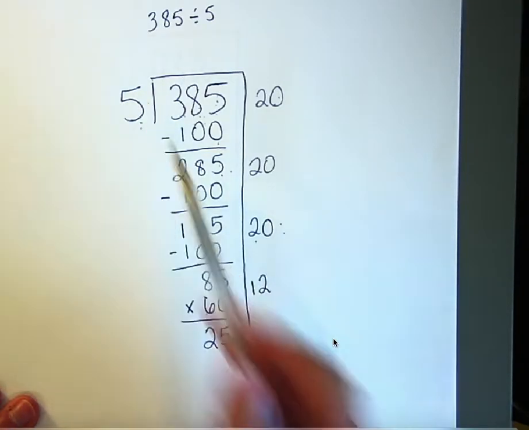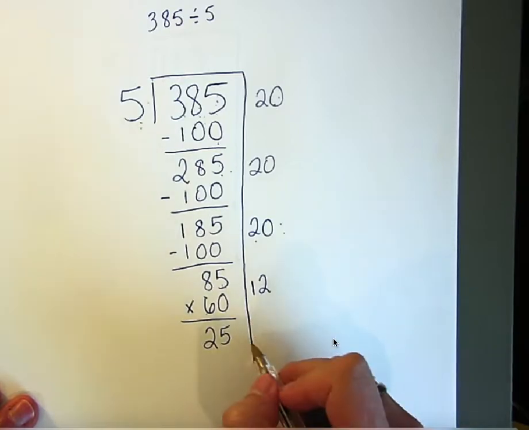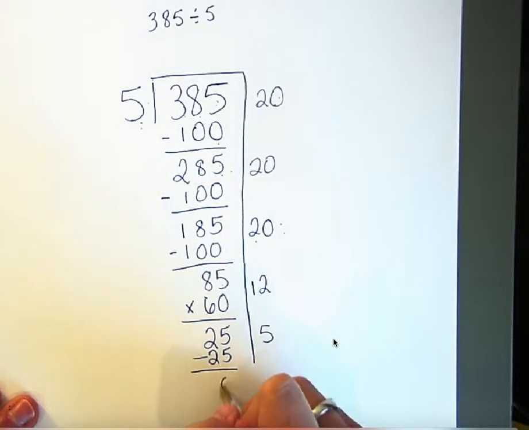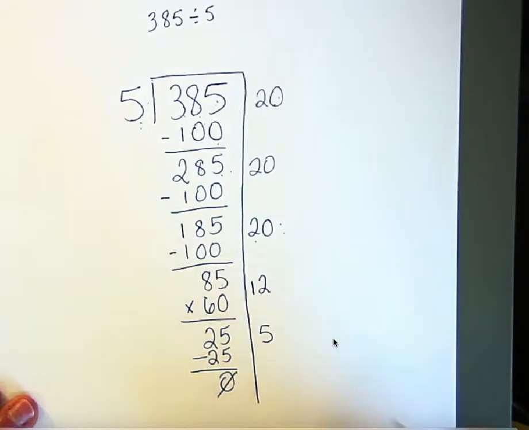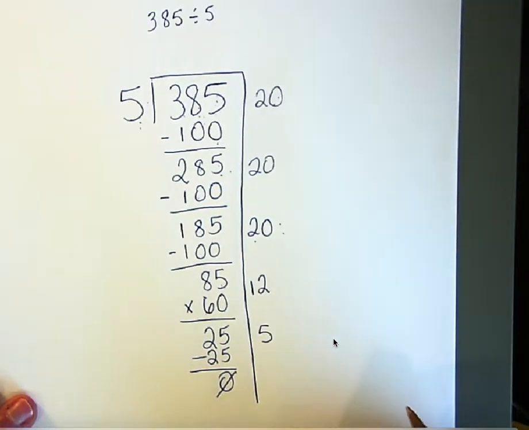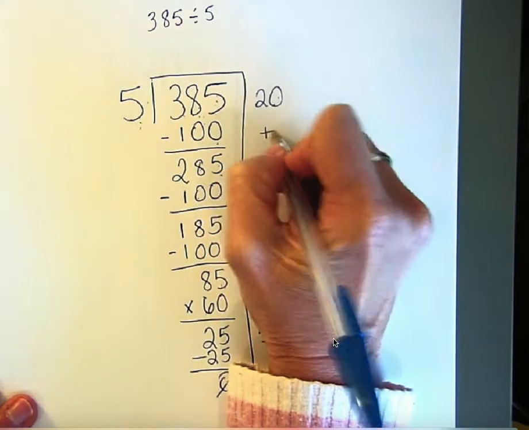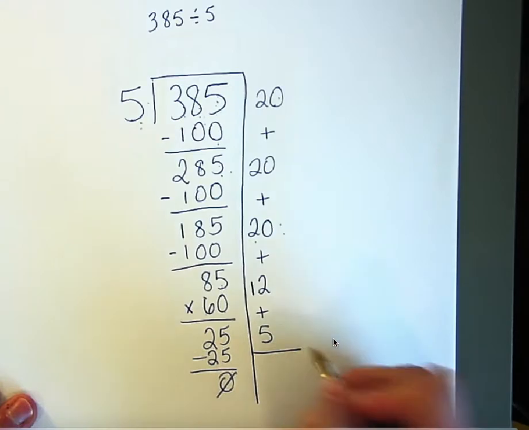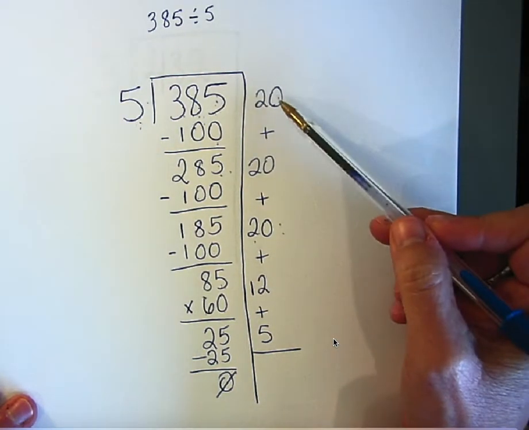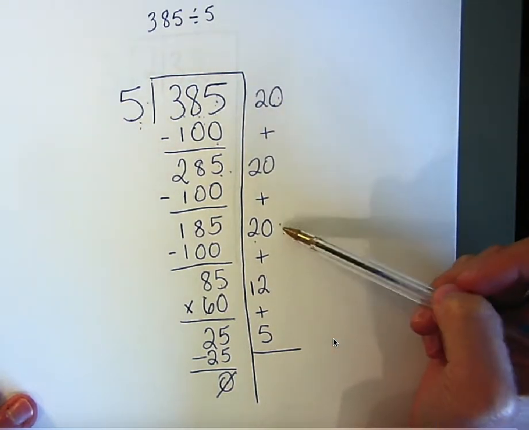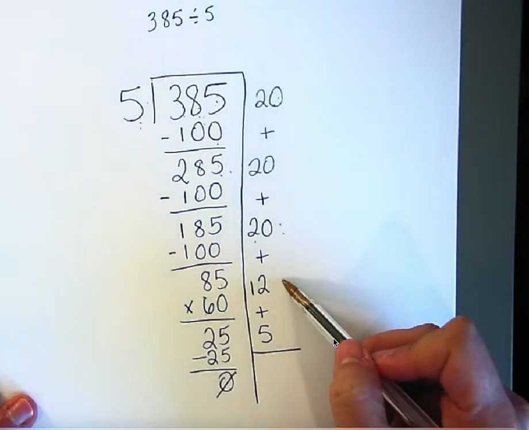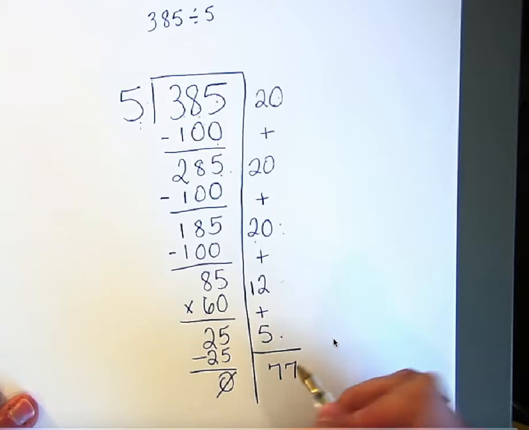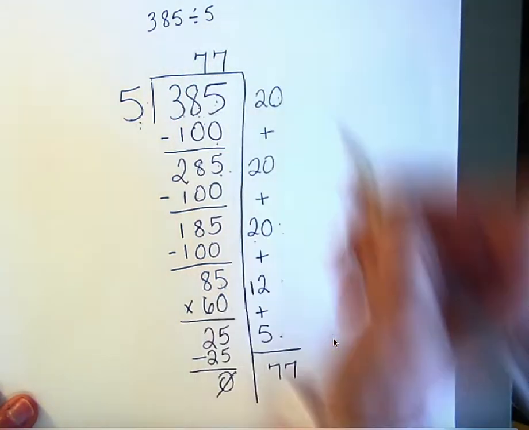And then I can go, 5 goes into 25 how many times? 5 times. And then I subtract it out. I want to get down to 0. And I did. So now all I have to do is add all of these partial quotients over here together to get my answer. So 20 plus 20 plus 20 is 60. Plus 12 would be 72. Plus 5 is 77. So my answer is 77.